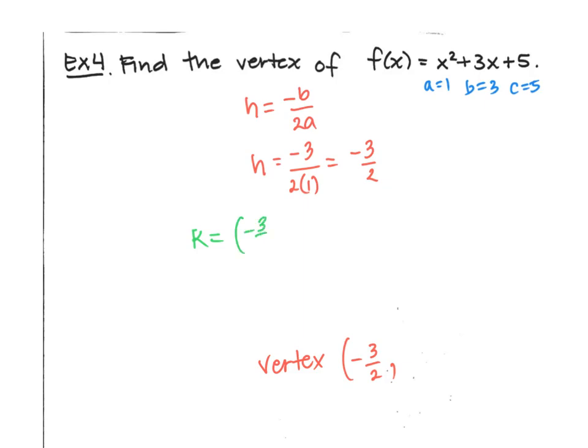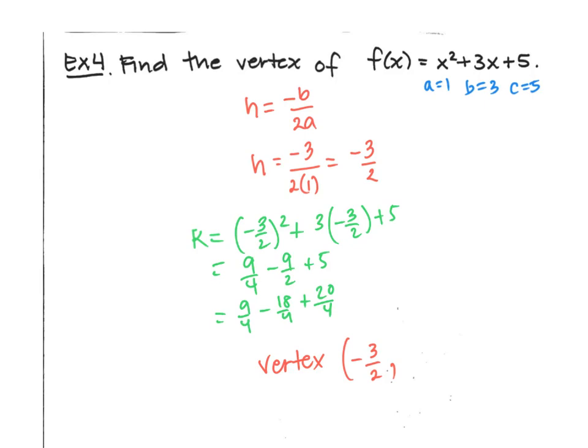So (-3/2) squared plus 3 times (-3/2) plus 5. That's 9/4 minus 9/2 plus 5. Let's do common denominators: 9/4 minus 18/4 plus 20/4. 20 minus 18 is 2, 2 plus 9 is 11. So I get 11 over 4. And if they told me I could use a decimal, I would use a decimal. So the vertex is (-3/2, 11/4). And if I had completed the square, I would have gotten the same solution.